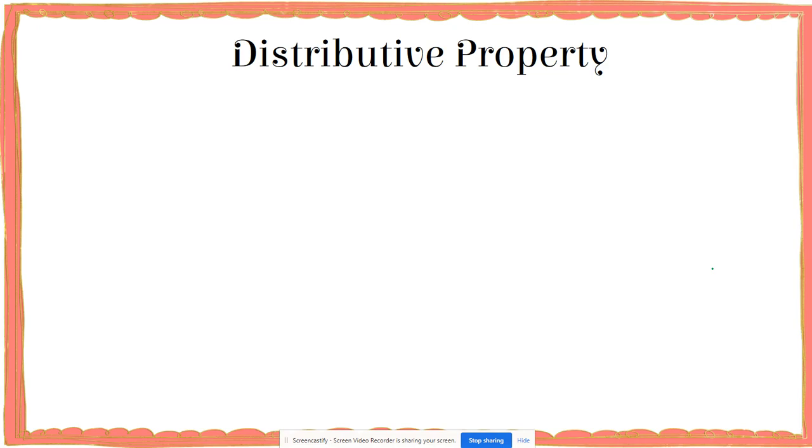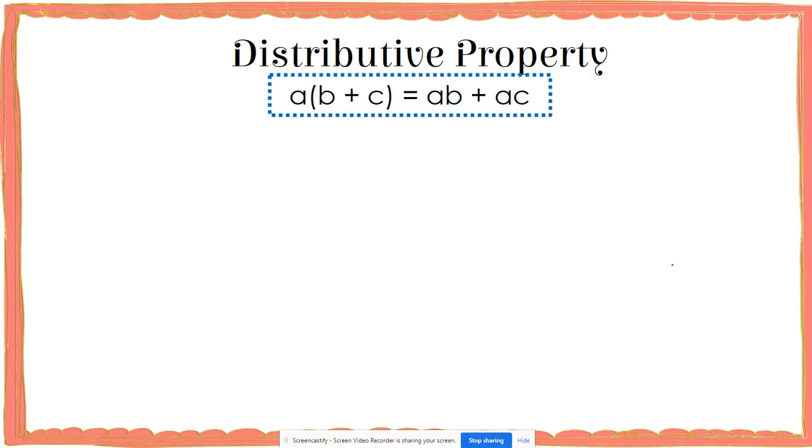Now we're going to look at the distributive property, which is a special property that combines multiplying and adding or subtracting. For this, the distributive property says that if I have a sum or a difference, in this case b plus c, and it is being multiplied by a number, in this case a, that's the same as saying a times b plus a times c. So what we do is distribute our a, or our value out here, to every addend in our parentheses.